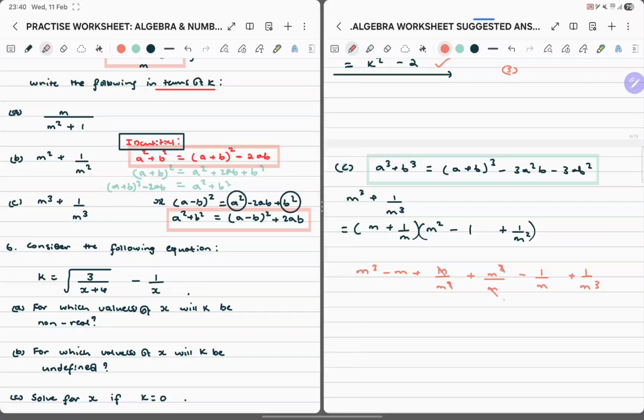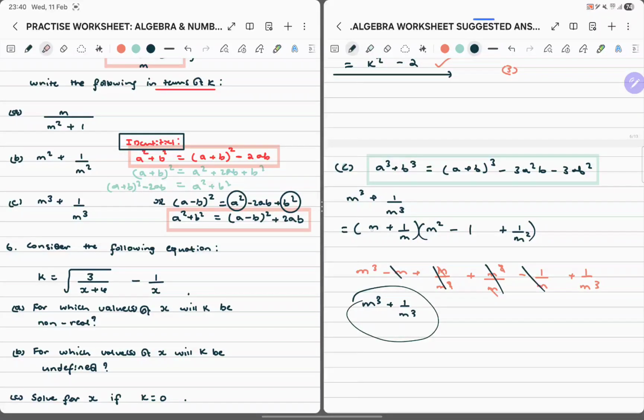This one is taken by that. So m takes m, 1 over m takes 1 over m. So indeed we get m cubed plus 1 over m cubed. So yeah, this is good.